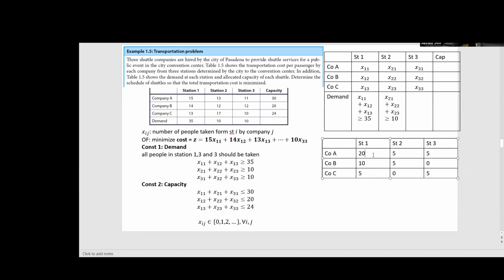Feasible. Feasible? The sum of these is 35, the sum of these is 10, checks, the sum of these is 10. How about capacity? This is 30, checks, 15 is below 20, checks, 10 below 24, checks. So this is a feasible solution. What is the objective function? You multiply this matrix by the matrix of cost, you get a value. This is feasible, and just like that, we continue all of this.